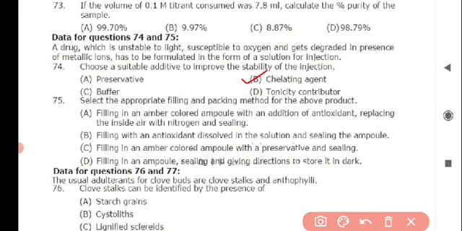Next question is select the appropriate filling and packing method for the above product. And the correct answer for this is option A, that is filling in an amber color ampule with an addition of antioxidant replacing the inside air with nitrogen and sterilization.